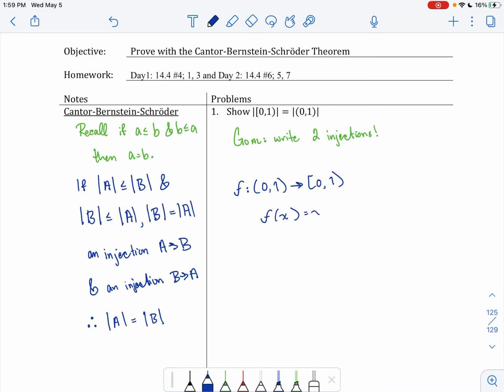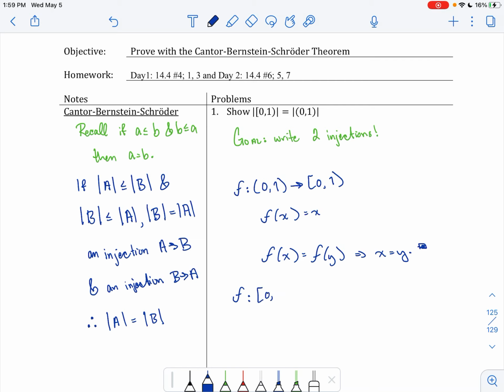And I'm just going to say that f of x is equal to x. Right? It excludes 0, so it's not a surjection, but it is very clearly an injection. Right? By definition, f of x equals f of y implies x equals y. Again, it's not surjective because we're missing that 0 here in the codomain, since 0 isn't in the domain, but it's an injection. Now, what we've done now is show that open 0, 1 is less than or equal to closed 0, 1.